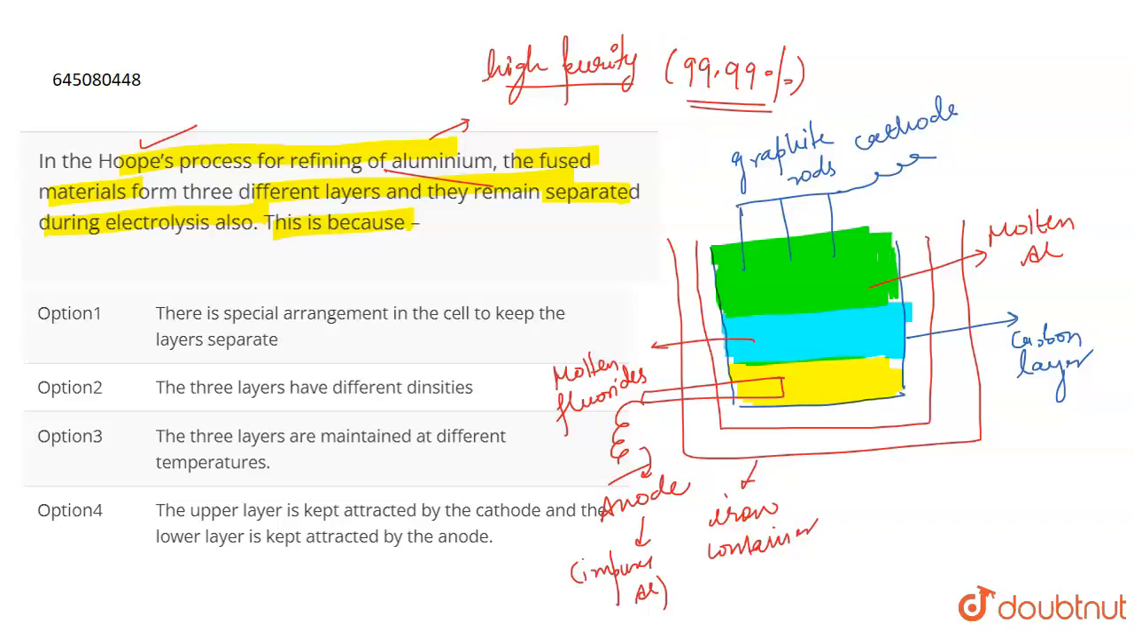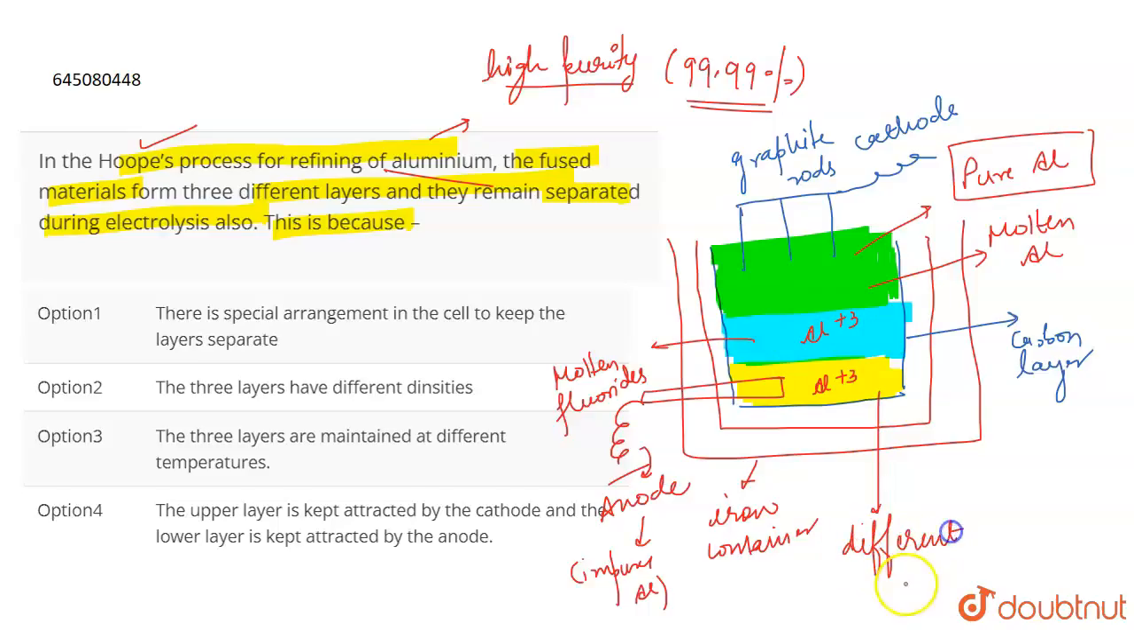And in the bottom layer, we have Al plus 3 ions, right? In the middle layer also we have Al plus 3 ions. And in the top layer, by this process, we obtain the pure aluminium, right? And all these 3 separate layers that we have have different densities, right? All these 3 layers are separated on the basis of their densities, okay? Only then they can be made into separate layers, right? There has to be a difference in density.